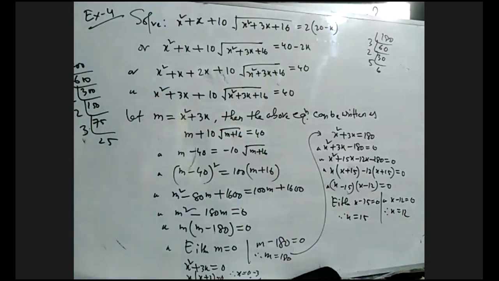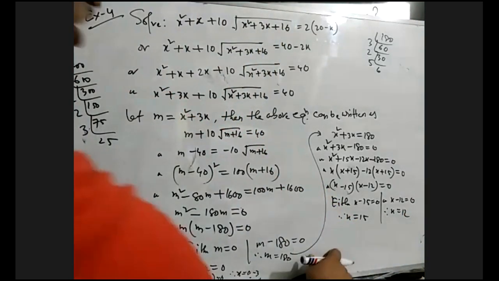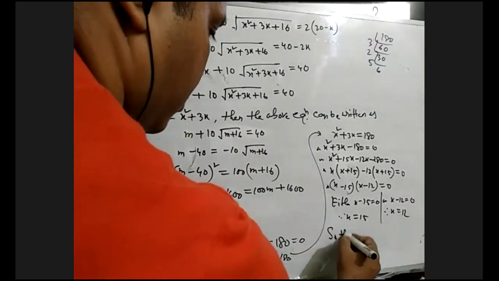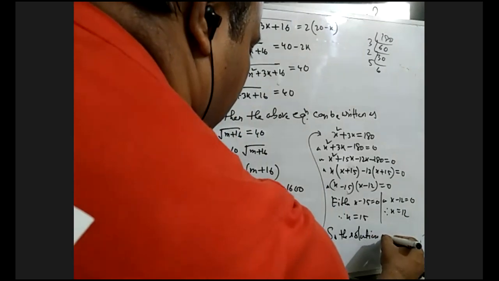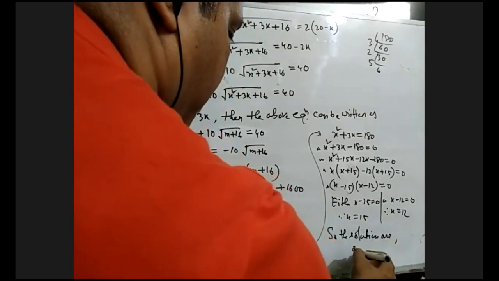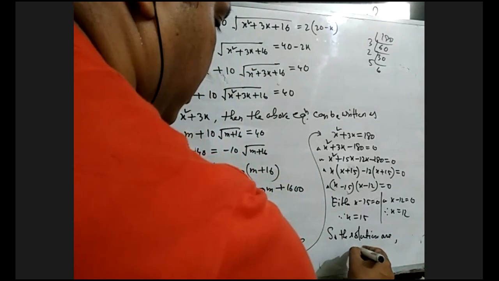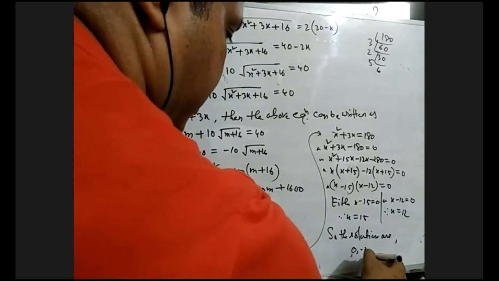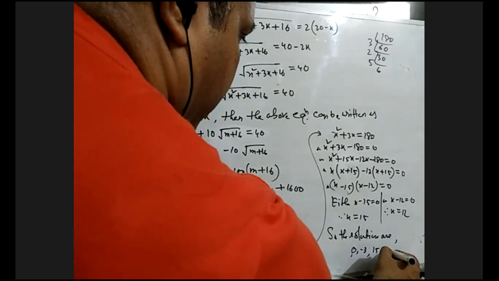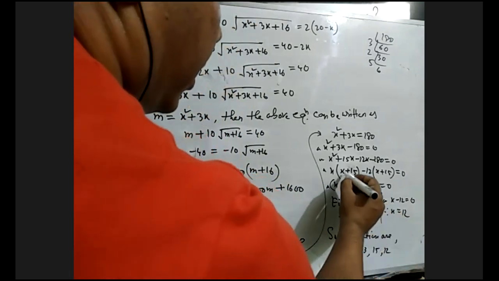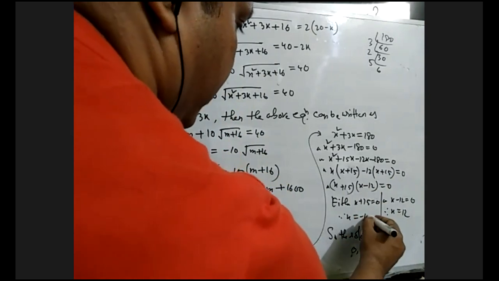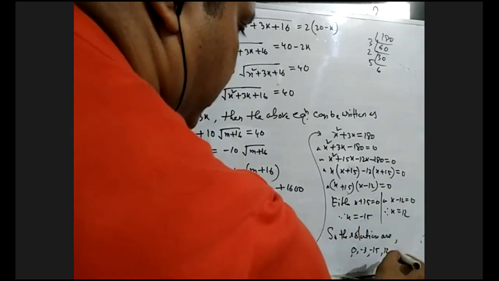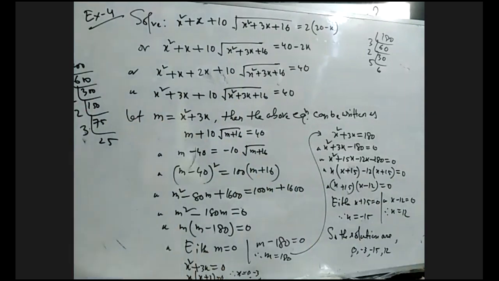So there are 4 solutions we get. So the solutions are: first one 0, second one minus 3, and 15 and 12. But here x plus 15, so x plus 15 will be what? Minus 15. And this will be minus 15 and 12. So these 4 are the solutions of this equation.